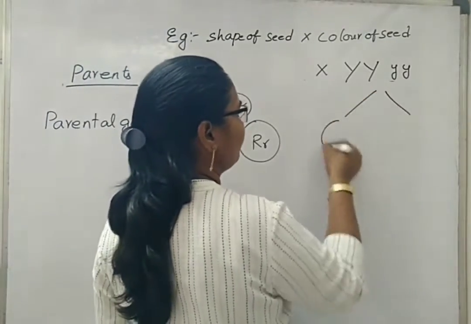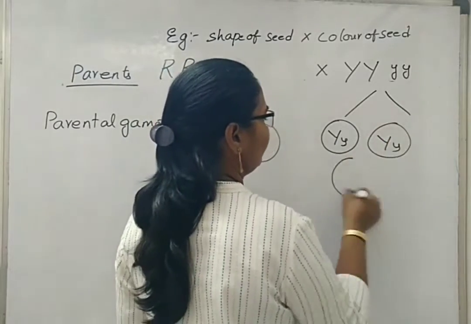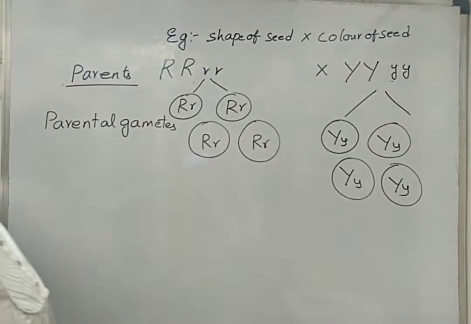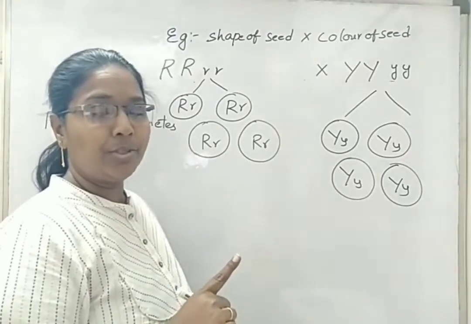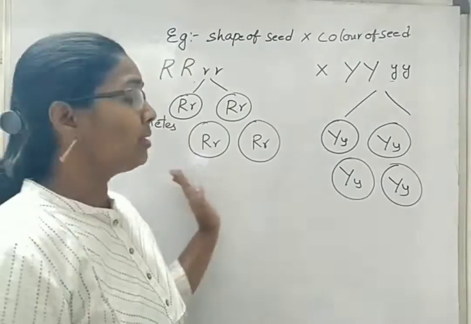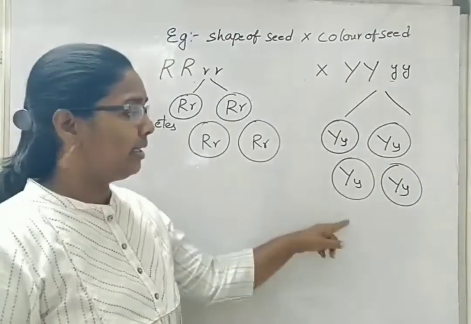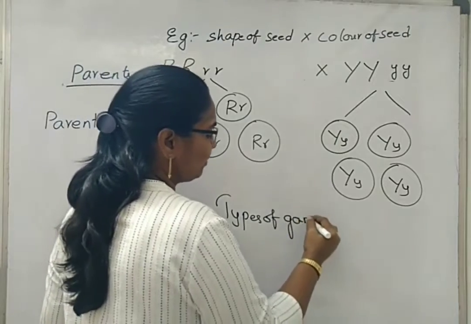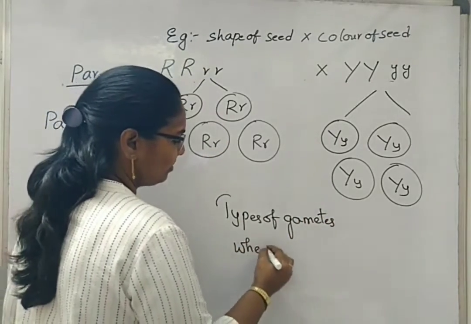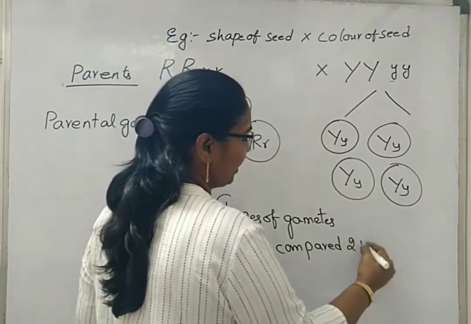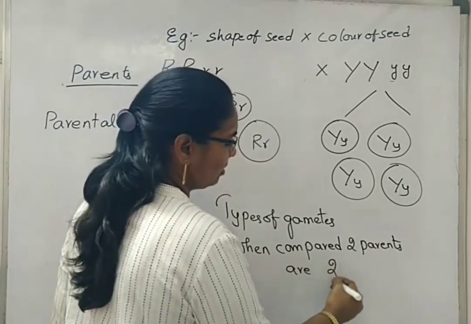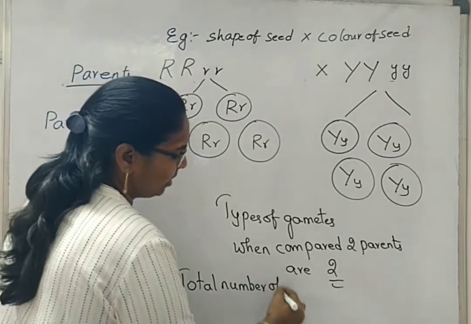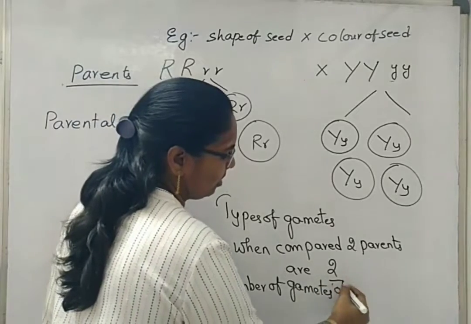Here also we can do the same. Like this. So we have what? Here one type of gamete or allele distribution into the gametes. Here also one type. But the total number of gametes overall obtained is 8 in number. But here the types of gametes are only 2. That I'll write here. Types of gametes when compared between two parents are 2 in number. Total number of gametes obtained are 8.